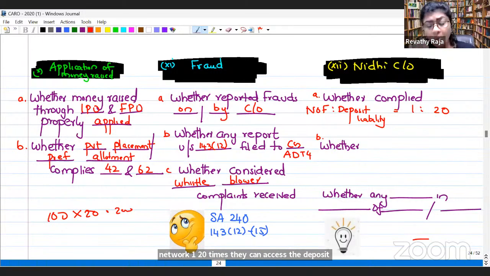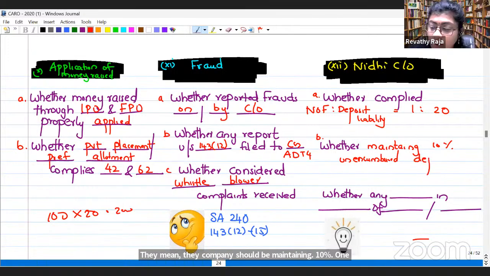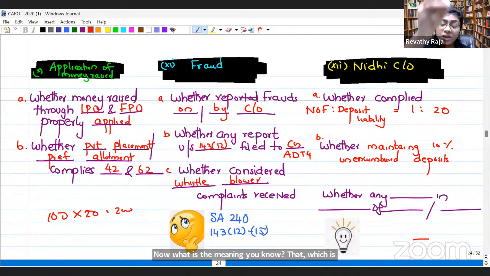What are they going to do with the deposit? They will give it as loans. Before giving as loans, Nidhi Company should be maintaining 10% unencumbered deposits. Now, what is the meaning, you know? Deposit which is free. Very good. Free, without any pledge or etc. It's like reserve. You are right. And if a depositor comes and claims money, they should be maintaining reserve. So 10% they will maintain it as free reserve.